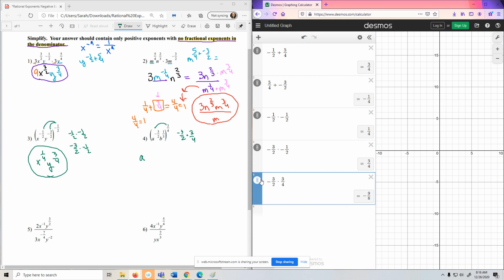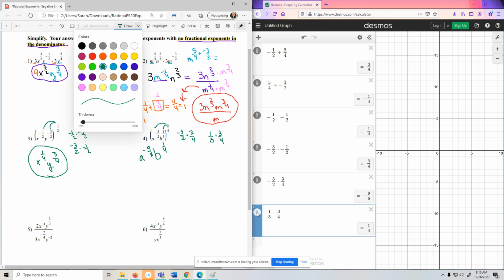Which gives me, if I switch that into a fraction, negative 9 over 8. And then same idea for b. I'm going to do 1/3 times 3 over 4. One-third times 3 over 4 is 0.25, which is the same as 1/4. So I get b to the 1/4.